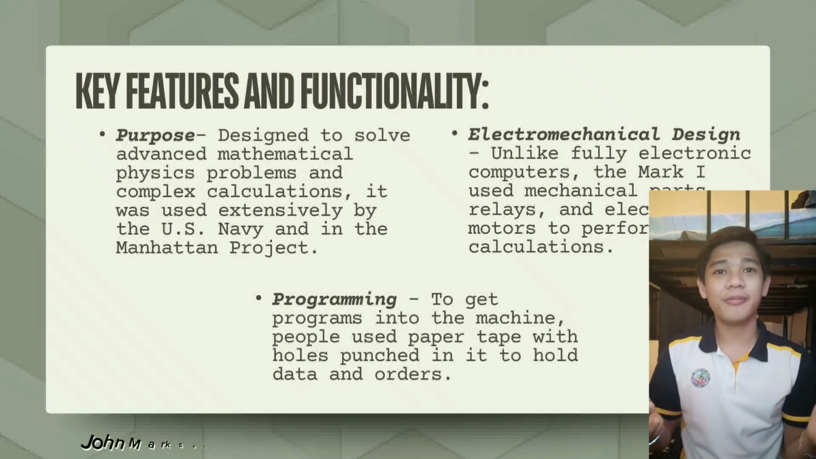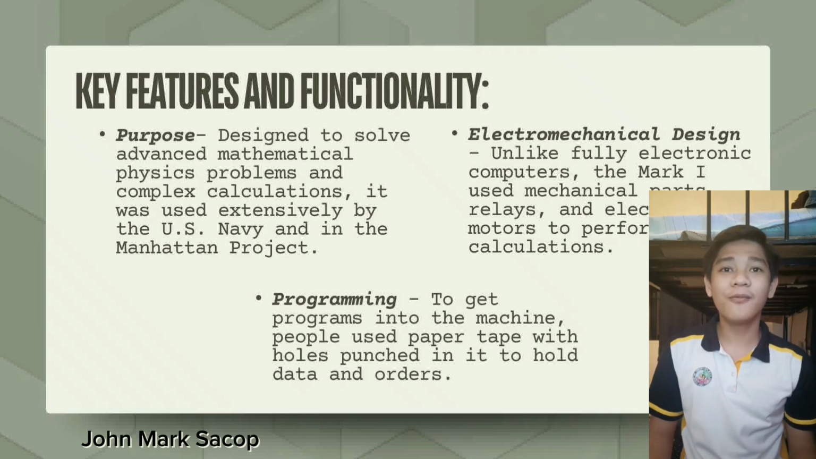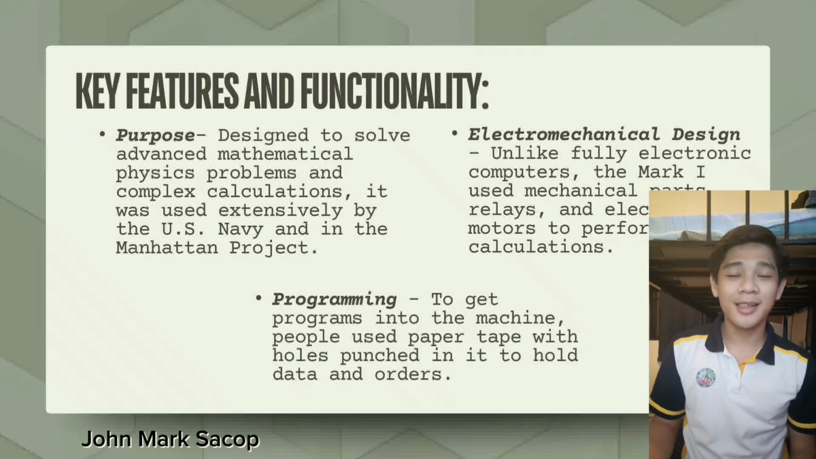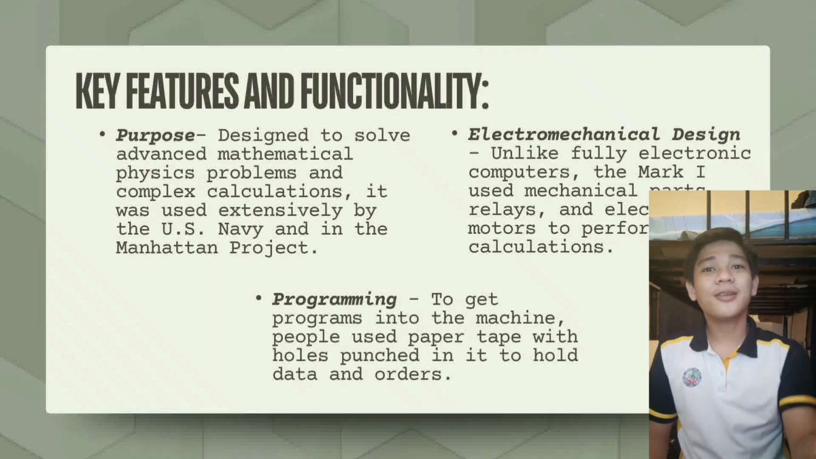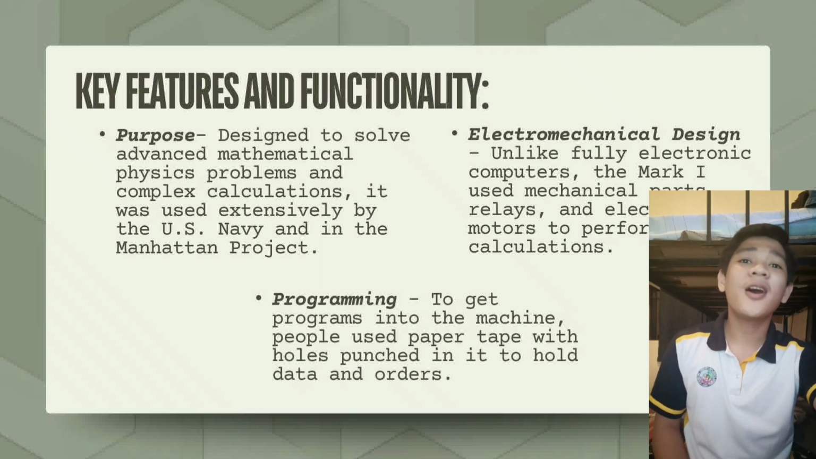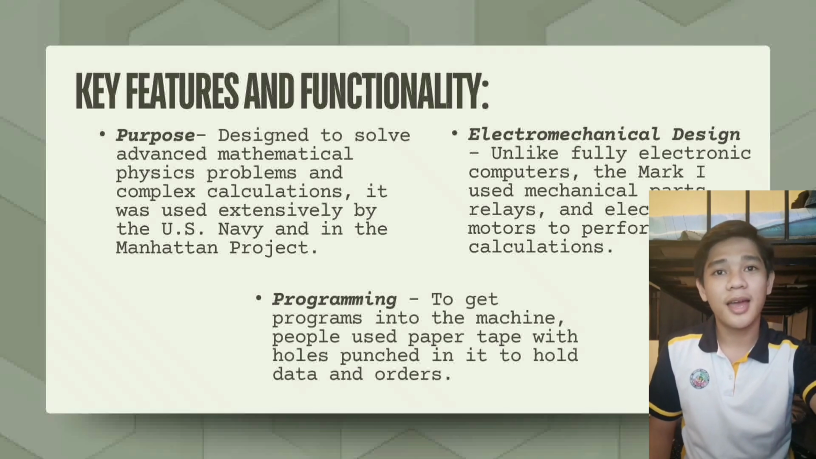orders. Its primary purpose was to solve the most complex mathematical calculations of the time. It was electromechanical. Crucially, it wasn't a fully electronic computer, like a laptop. It used thousands of mechanical relays and switches, powered by electric motors, to do its math. This made it huge and complex.